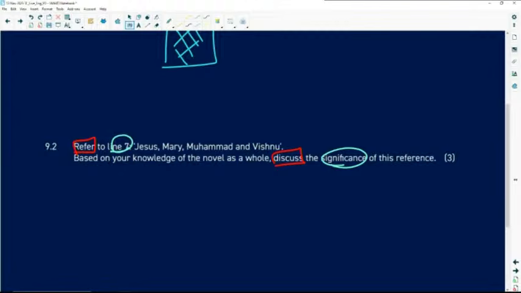But please, when it says refer to line 7, go back to line 7. Please go back to the passage. Right, so we've got Jesus, Mary, Muhammad, and Vishnu. So you say to yourself, these are the 3 religions that Pi follows. So what is the significance? Significance means why it's important. What do we kind of get from this? Why are we being told this?